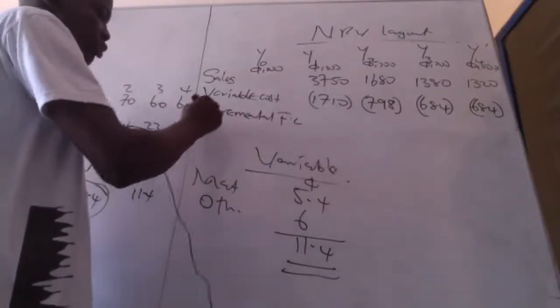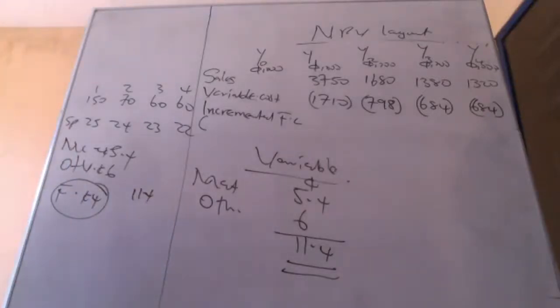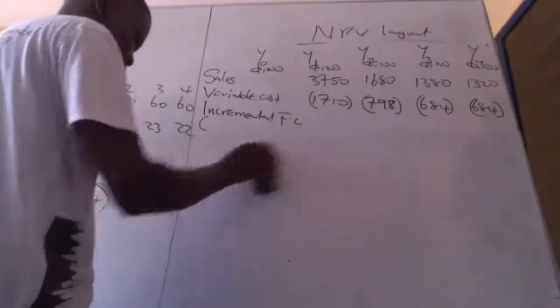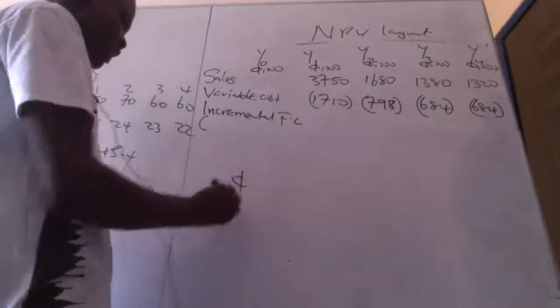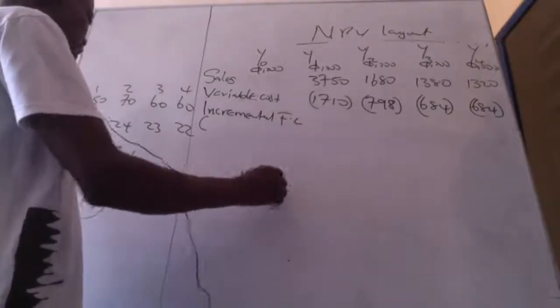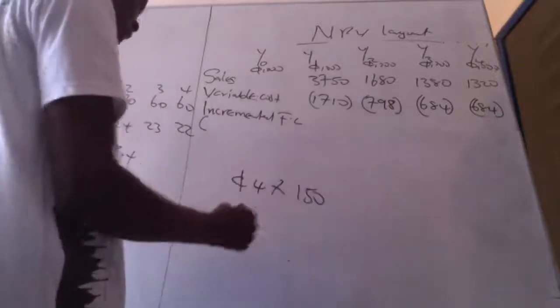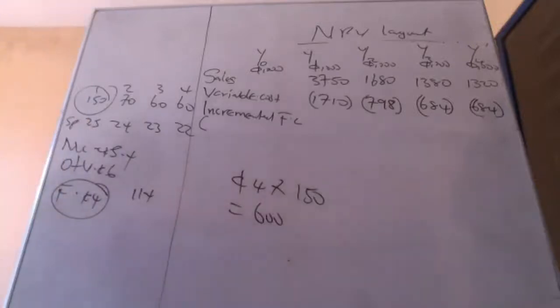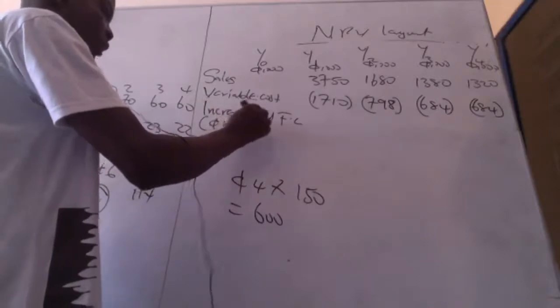Into the bracket, it will be 4 cedis per game, right? Good. So the incremental fixed cost will be 4 Ghana cedis per game. So if it is 4 cedis per game, then year 1 it will be what? 150 times 4 Ghana cedis, and that will give us 600, right? What about year 2? It will be 4 cedis times 150.